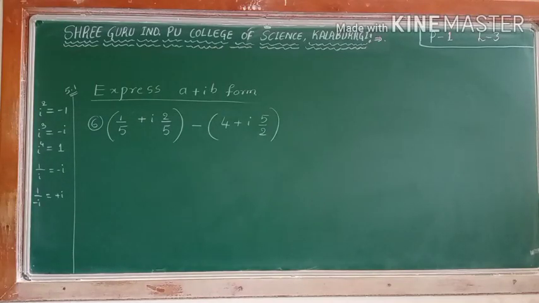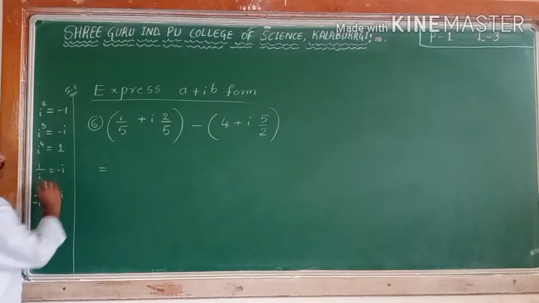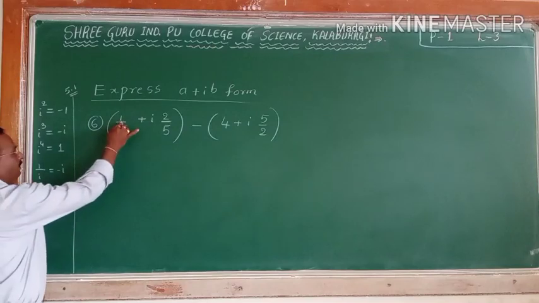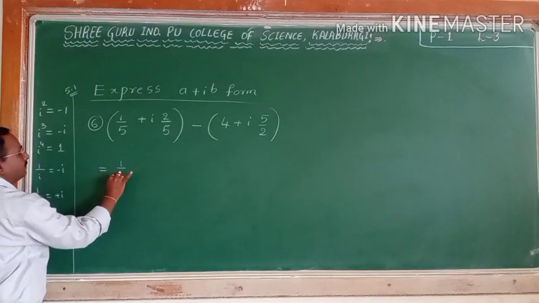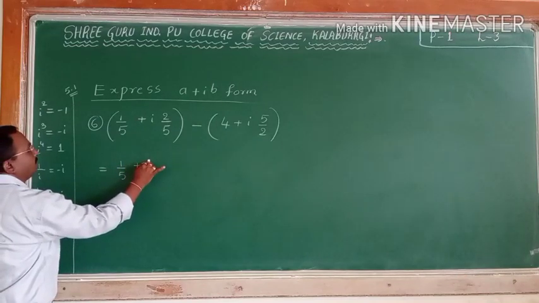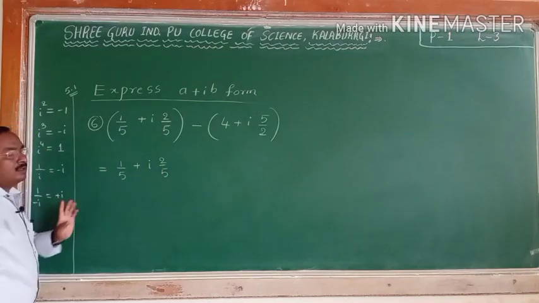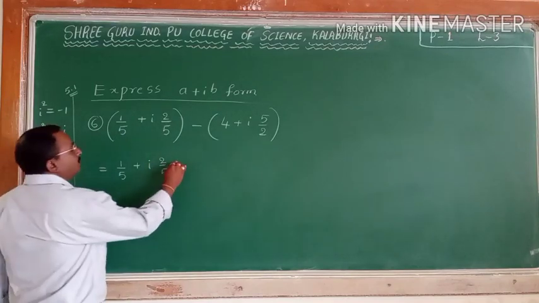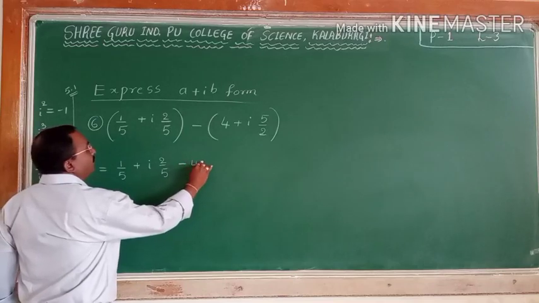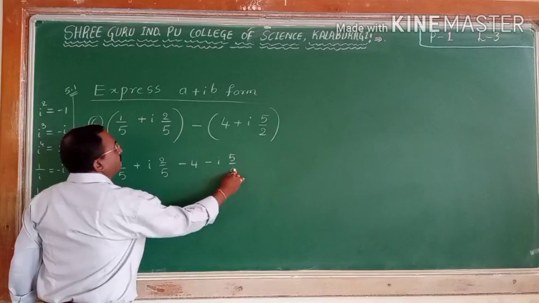Express a plus ib form is there. This can be expressed, that is, 1 by 5 as it is plus I times 2 by 5, apply the minus, minus 4 minus I times of 5 by 2.